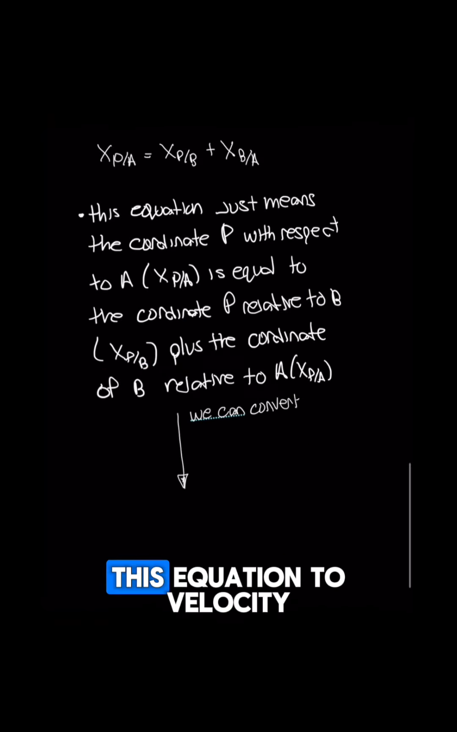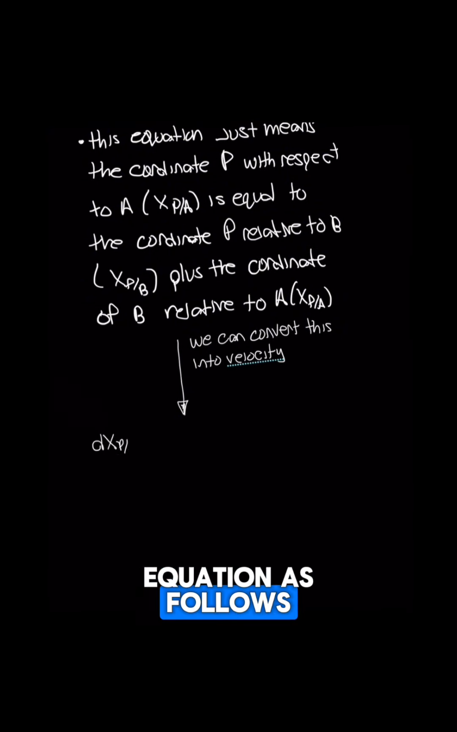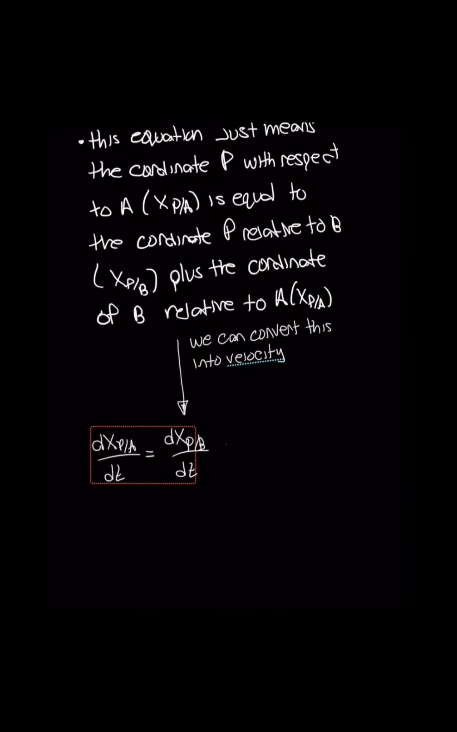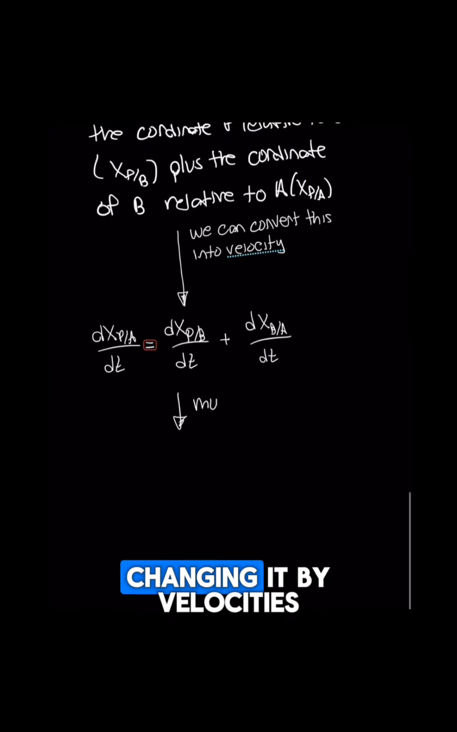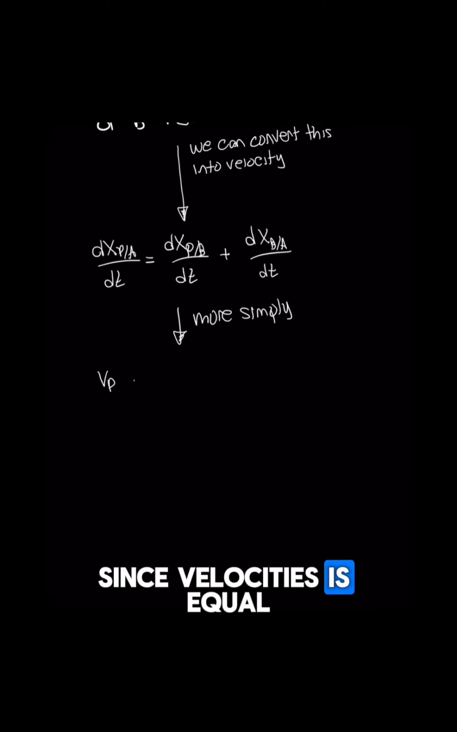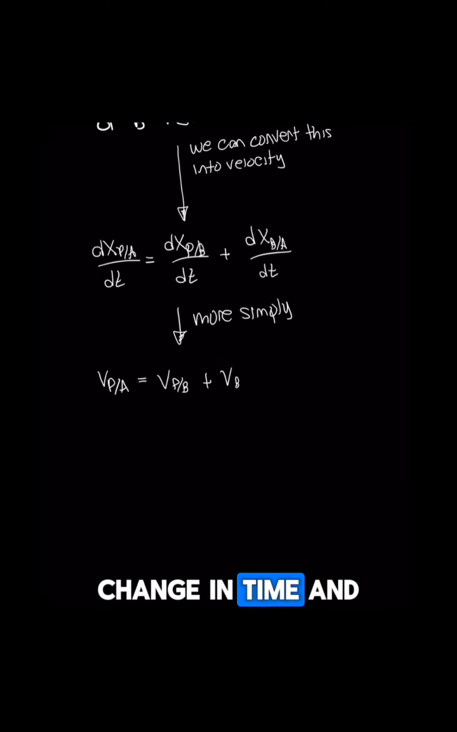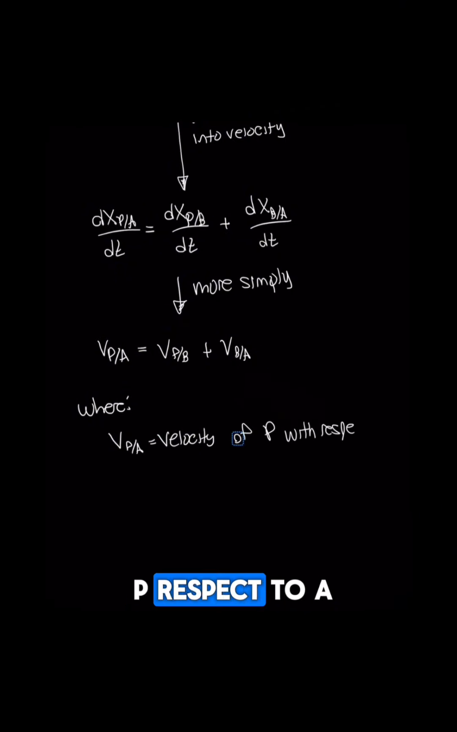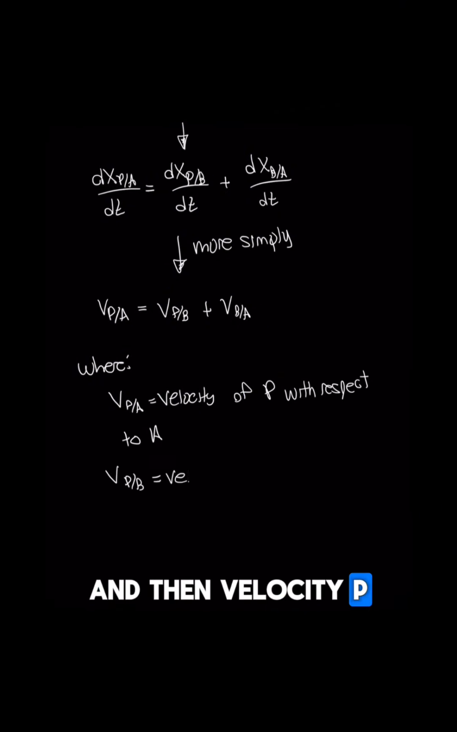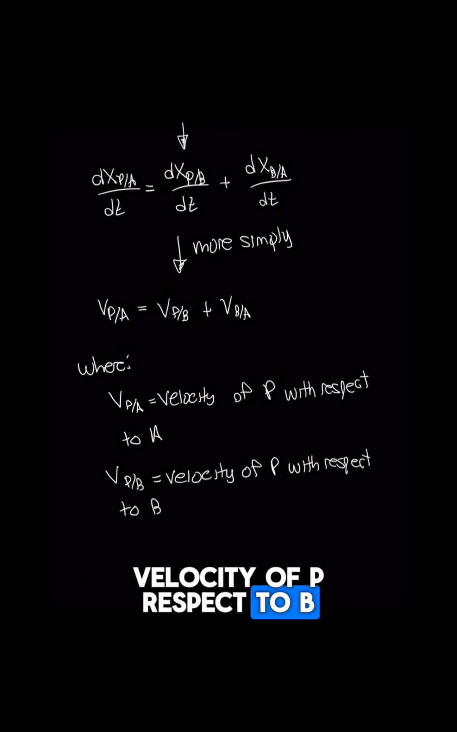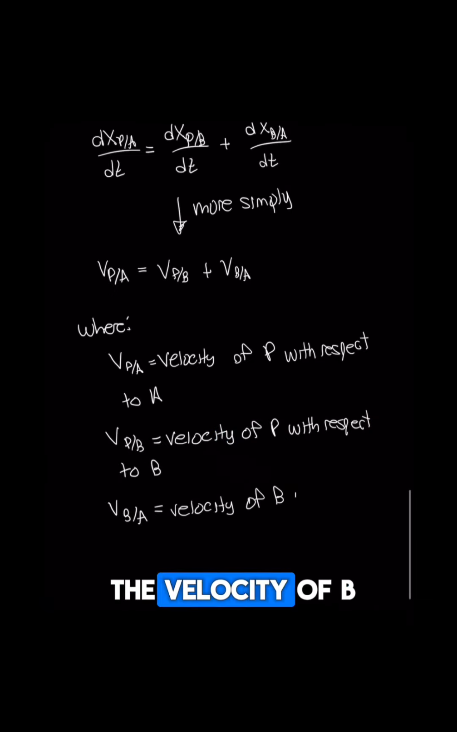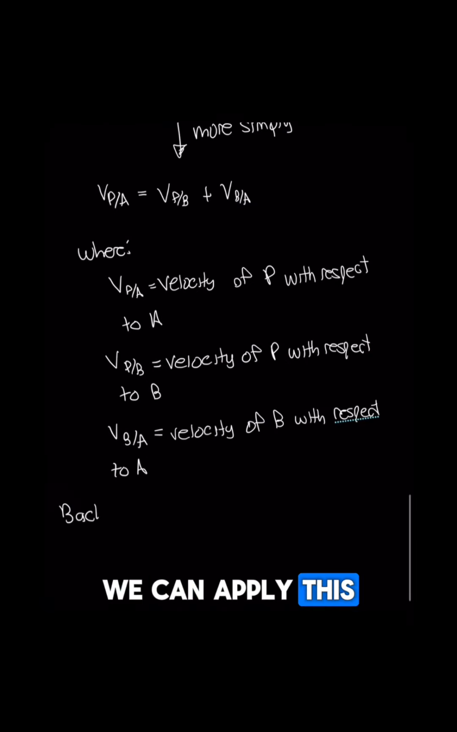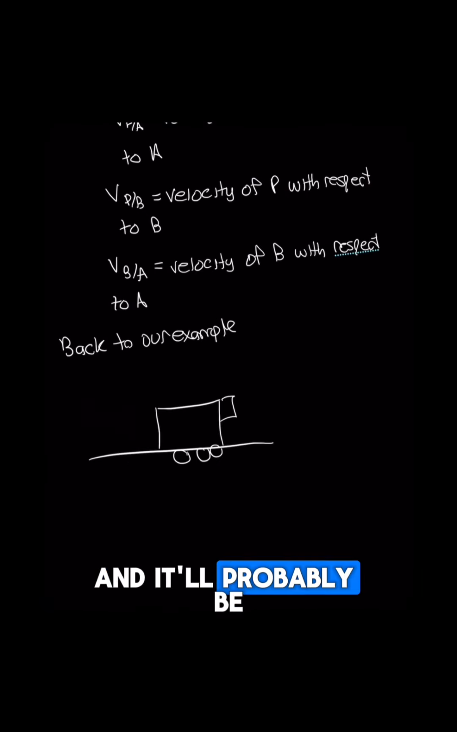And we can convert this equation to a velocity equation as follows, taking the derivative of the positions. And then we can simplify it by changing it by velocity, since velocity is just equal to the change in position over change in time. And we get this equation here where Vp/A is the velocity of P with respect to A, and then velocity P/B is the velocity of P with respect to B. Velocity B/A is the velocity of B with respect to A. We can apply this back to our example, and it'll probably be a little bit more clear.